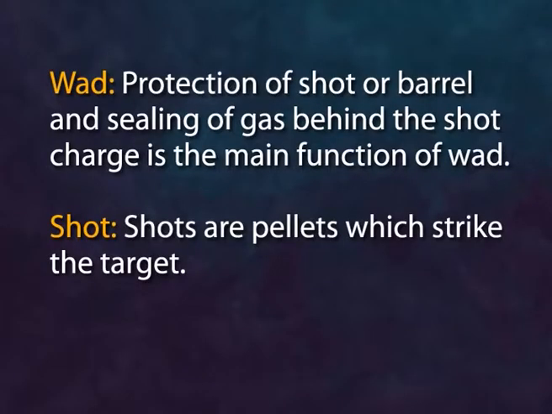Next are wads. Protection of shot or barrel and sealing of gas behind the shot charge is the main function of wad. Next are shot. Shots are pellets which strike the target. Gauge is stamped on the bottom of every shot shell and the shot shell should be used according to the firearm.